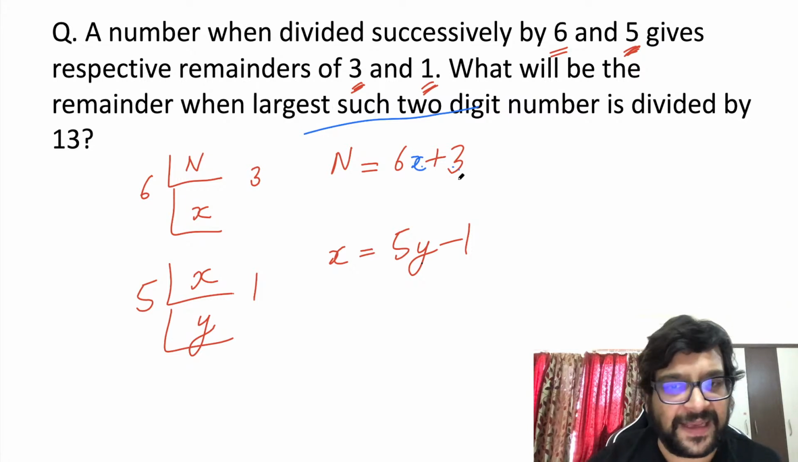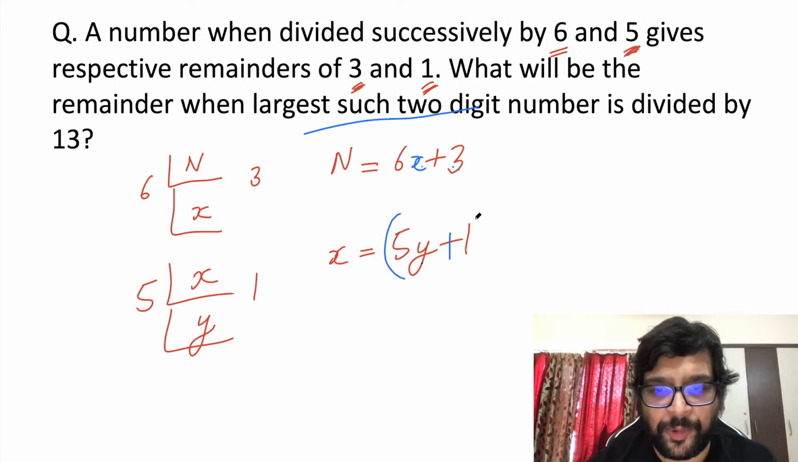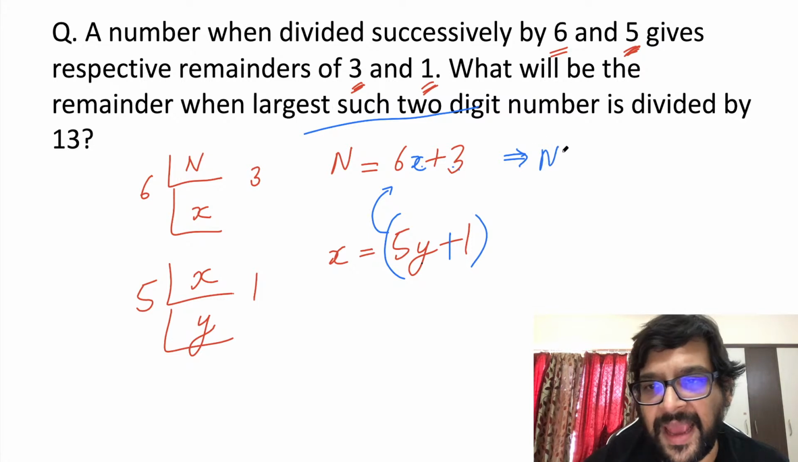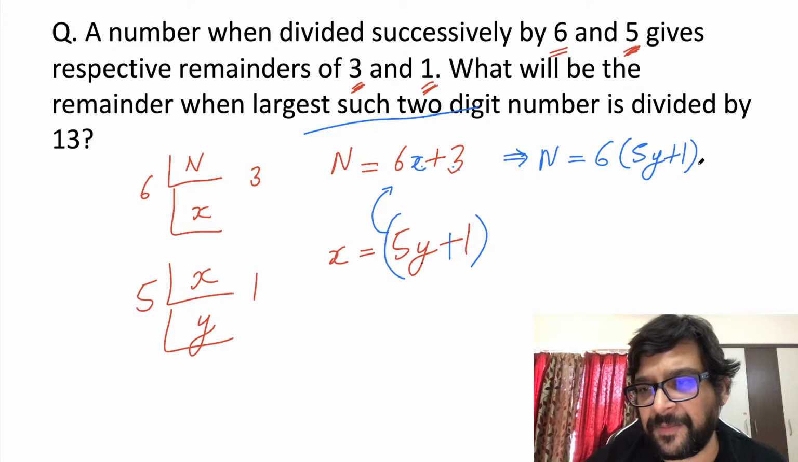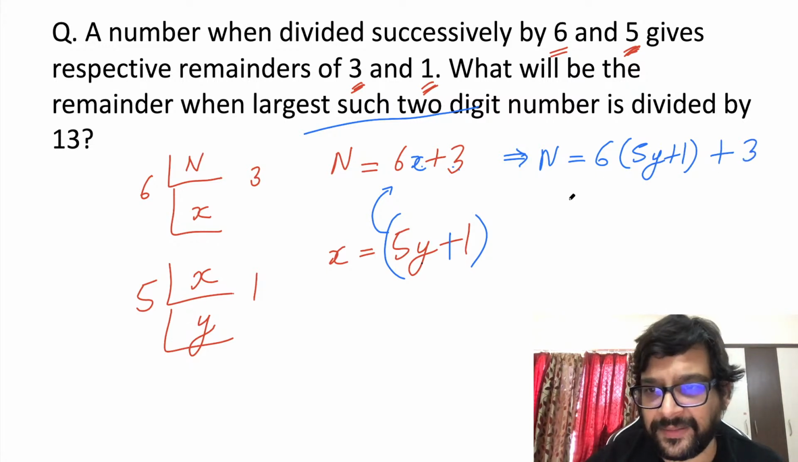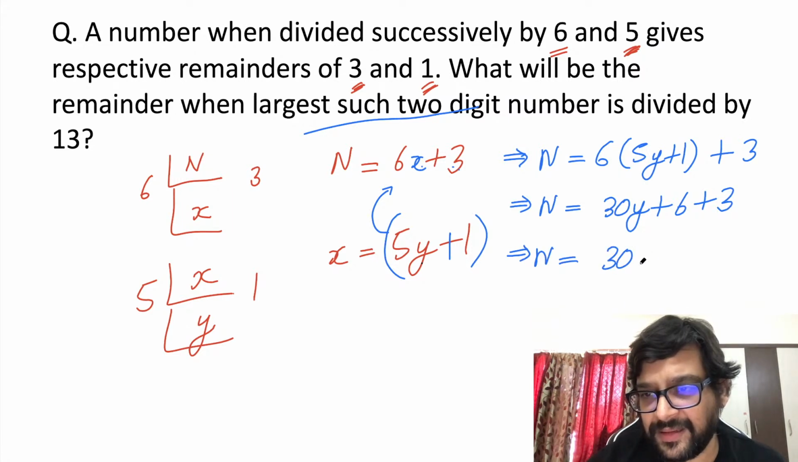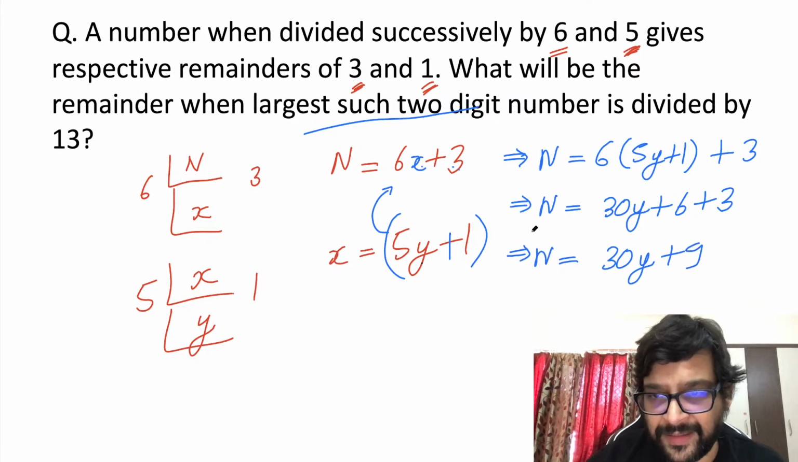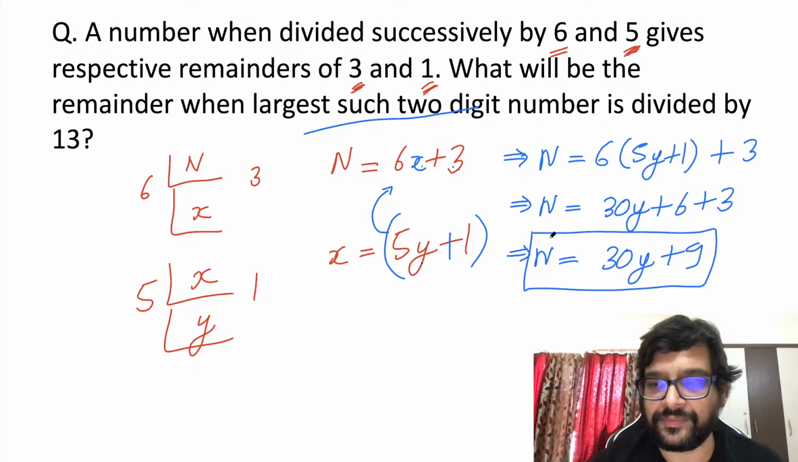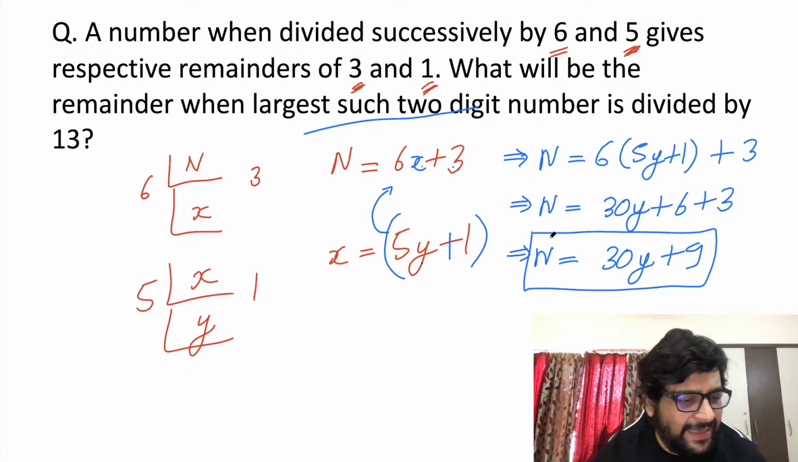This was 6x. If I cannot assume this, what will I do? I will put the value of x in this equation, which means n will come out as 6 into 5y plus 1 plus 3, which means n will come out as 30y plus 6 plus 3. So n will come out as 30y plus 9.